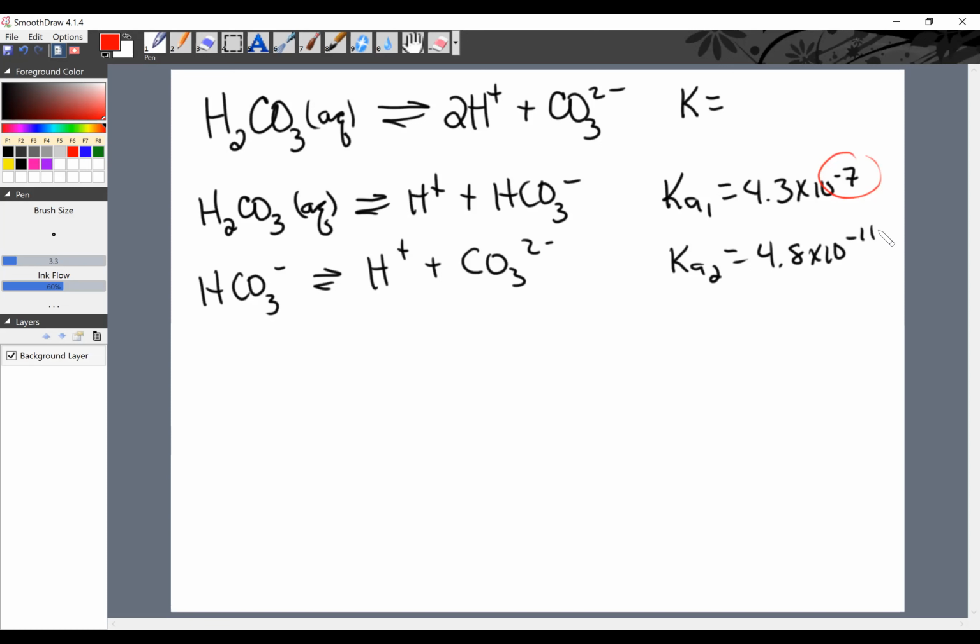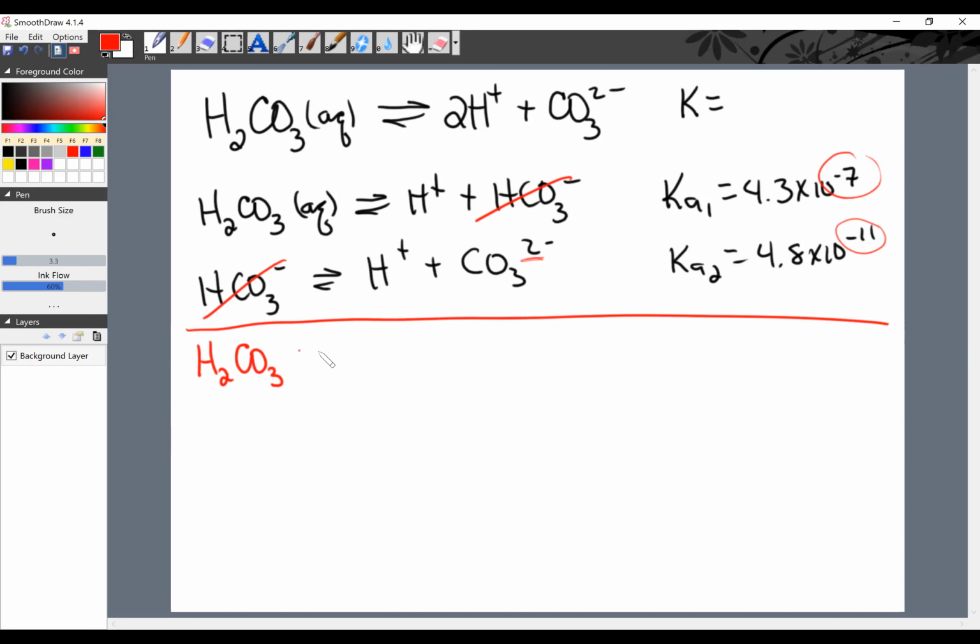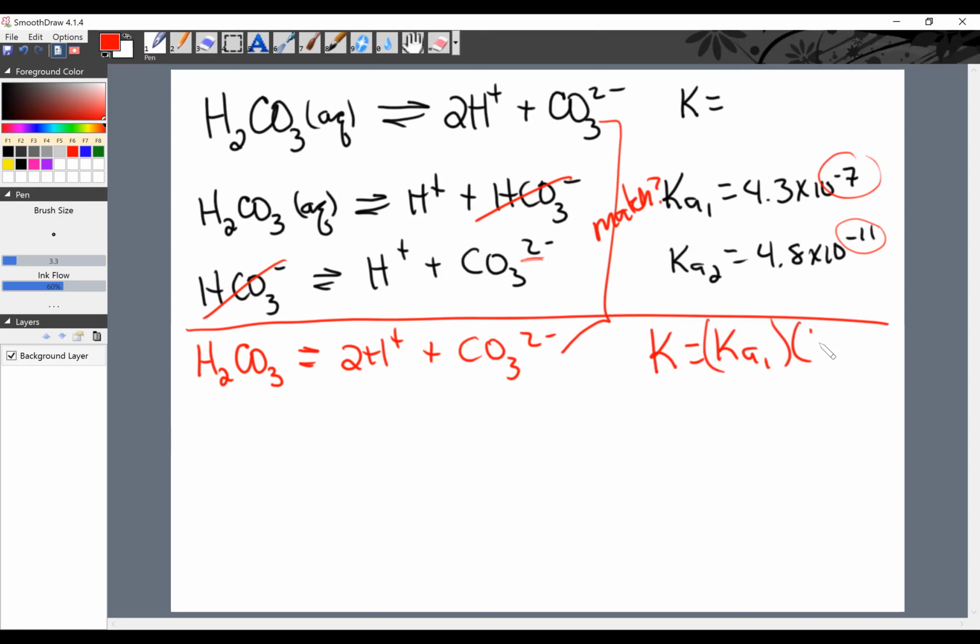But of course, it's even worse for the second one to come off because it would have to make a negative 2 charge. All right, let's add these things together. And the bicarbonate cancels out on both sides. 2 protons plus the carbonate ion. Is that the equation that I wanted? Does it match? Yes. So the K value for this is Ka1 times Ka2.